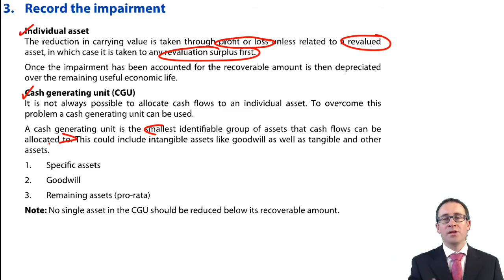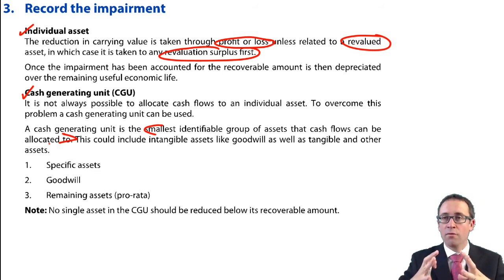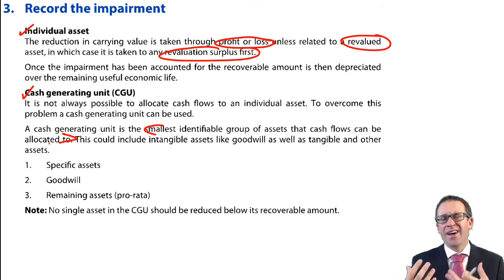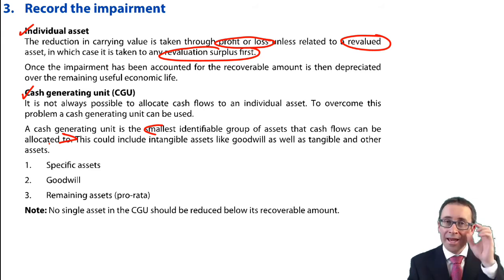The issue is that when you're looking at the overall restaurant or the overall business, you can work out the carrying value, the value in use, and the fair value less cost to sell. What happens if you then have an impairment? How do we then allocate the impairments? What assets do we record the impairment against first? Well, we have some specific rules.